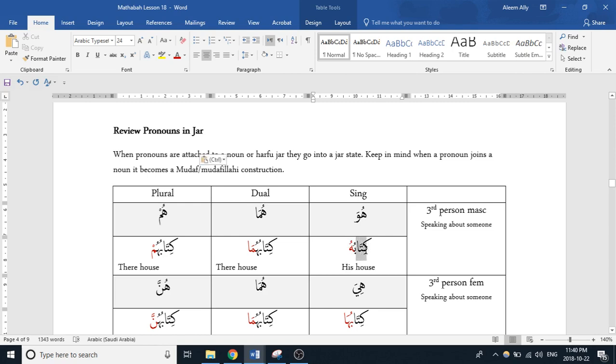Kitab is your mudaf, the associated, and then it's being associated to huwa, which is represented by this hu here. So this is your mudaf, and this is your mudaf ilayhi, and your mudaf ilayhi is in a state of jar. So kitabuhu, which is his house, kitabuhuma, which is their house.